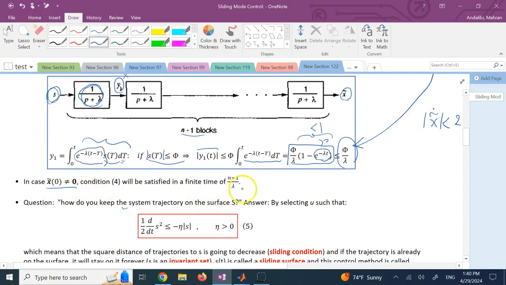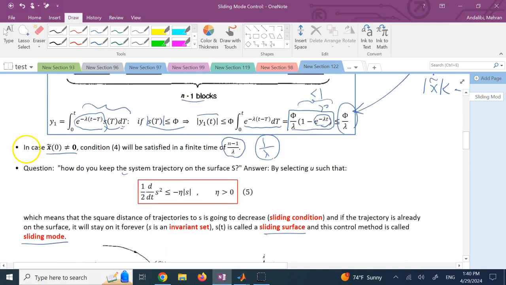How much time? You can mathematically show that the time is going to be n minus 1 over lambda. Okay, where lambda is this constant that you use in the definition of S, and n again is the order of the system. For instance, for a second order system, it's just going to be 1 over lambda. So in the time of 1 over lambda, your x tilde is going to go to 0.